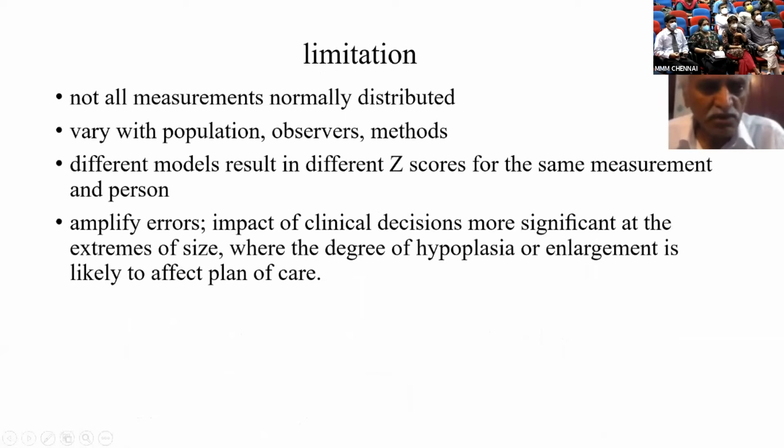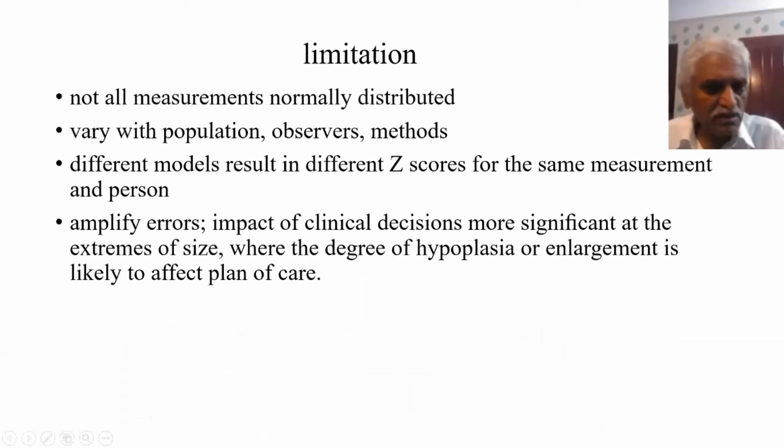But there are limitations. Not all measurements are normally distributed. Depending on the different populations or models from which the nomogram has been obtained, and also depending on the methods used, it can give different Z-scores for the same measurement in the same patient. For example, the RPA measurement in the Detroit and the Wessex populations. So it can give different measurements, and there can be amplification of errors.